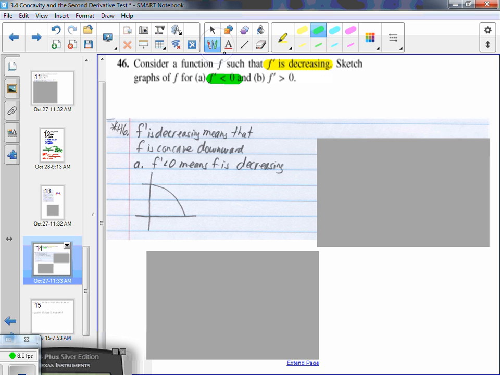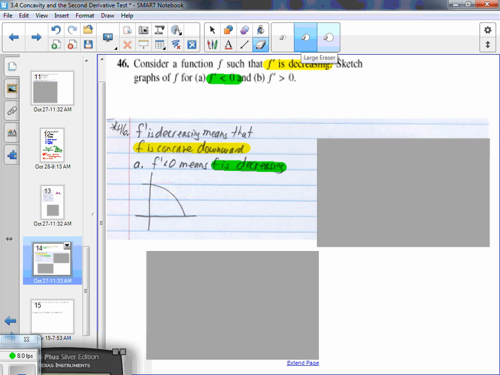So, again, let me show you where everything's coming from. f prime is decreasing means that f is concave down. f prime negative means f is decreasing. So combined, concave down and decreasing. That, talk about f, concave down and decreasing, and it looks something like that. Does it have to look exactly like that? No, I have no idea. I mean, maybe it's very slowly decreasing. I don't know. But it looks something like what I drew.